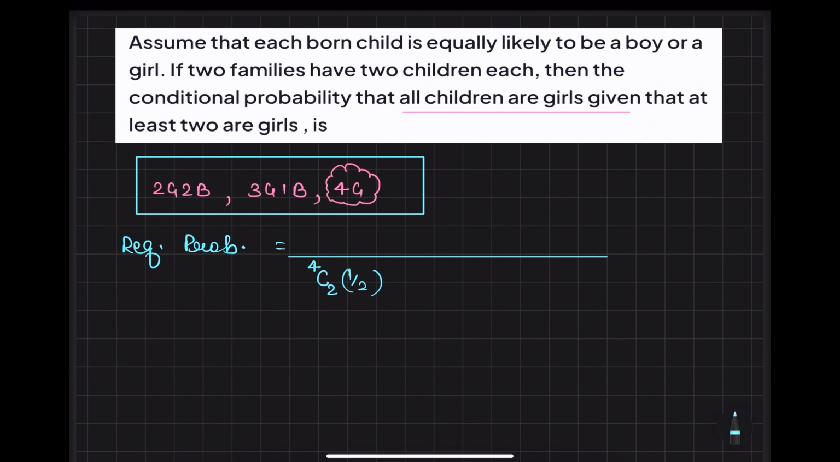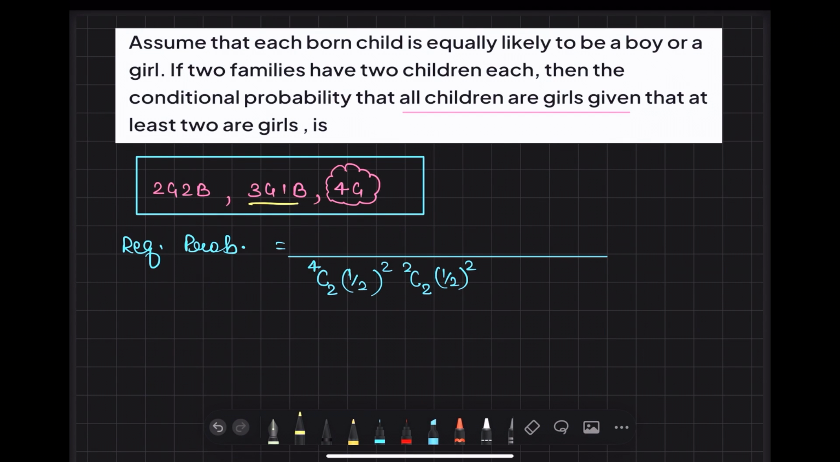So the probability of having a girl child is 1 by 2 and 1 by 2, so 1 by 2 square. Now we are left with two children, and those two children have to be boys. So 2C2, boy, the probability of getting a boy is 1 by 2 because it is equally likely, meaning the probability is the same. Okay, so this is case 1.